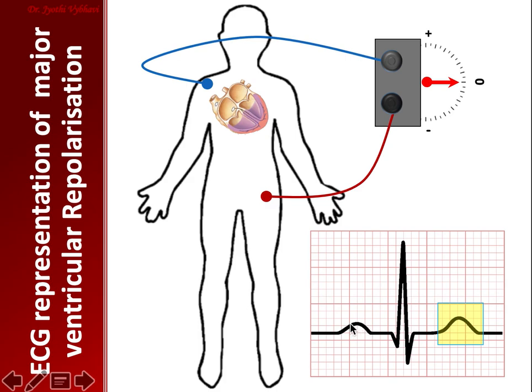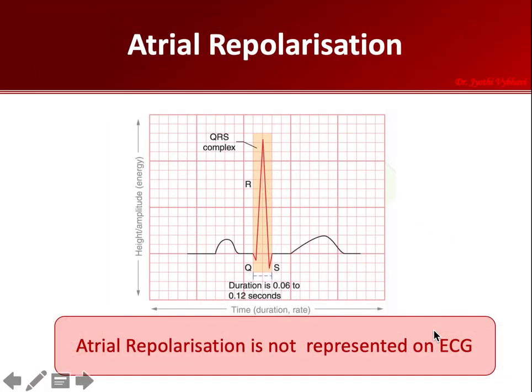So it is a P wave here, and PR segment, and Q wave, R wave, S wave, and ST segment, and the T wave representing the ventricular repolarization. So now you should ask me, what about atrial repolarization? You didn't show me on the ECG. You just showed me the atrial depolarization, ventricular depolarization, and ventricular repolarization.